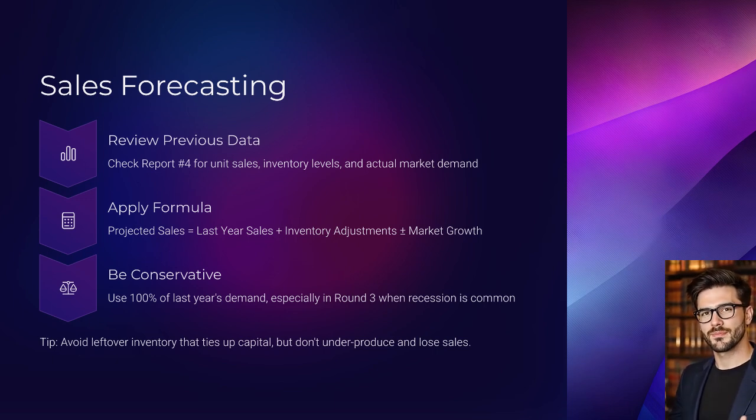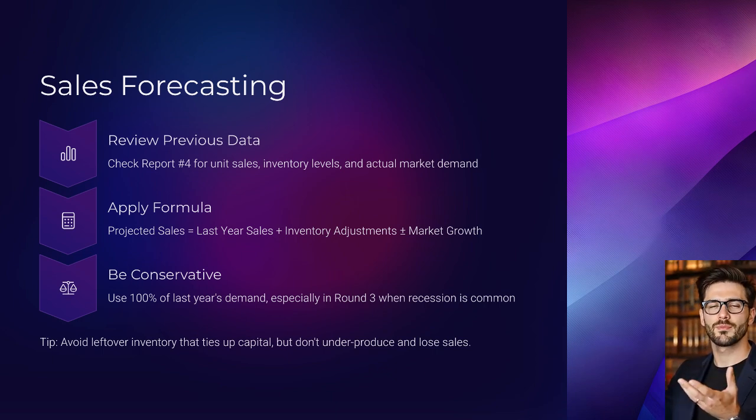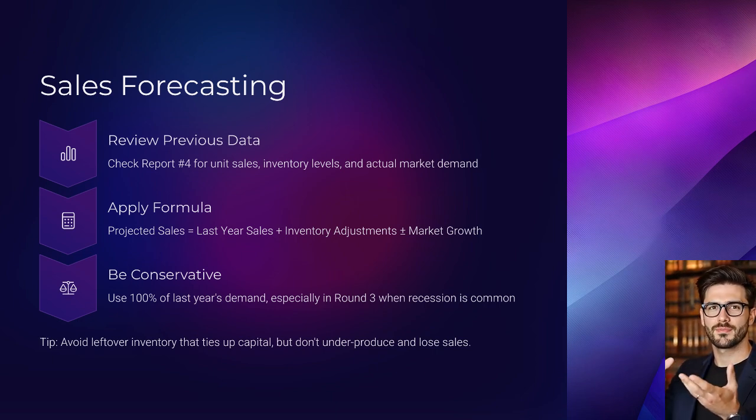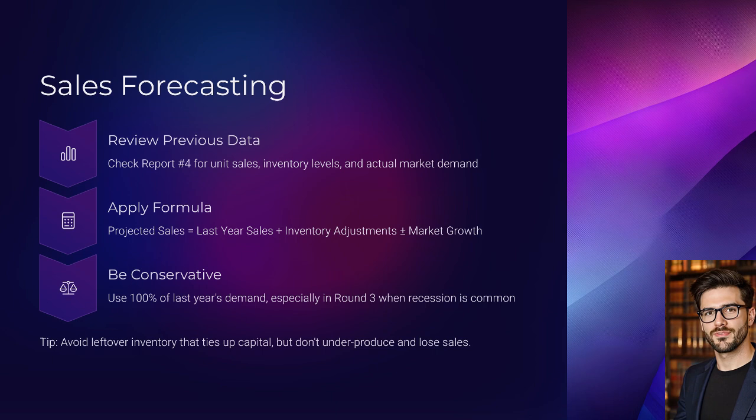Be conservative. Use 100% of last year's total demand unless you're confident the segment will grow. In a recessionary round, as is often the case in Round 3, market demand may shrink. Therefore, avoid overestimating. You may choose to add a 10% growth buffer, but for Round 3, sticking to 100% of the previous year's demand is usually safe.